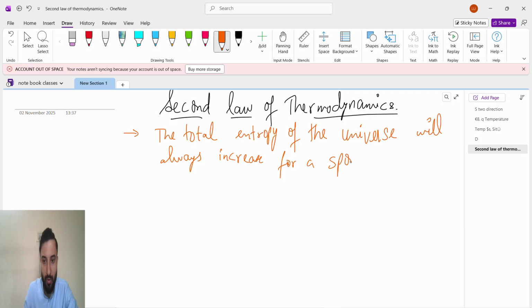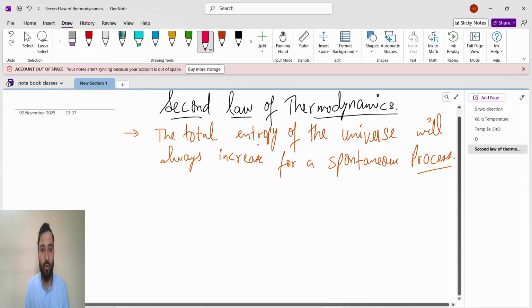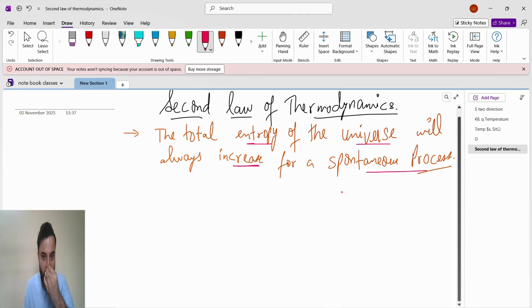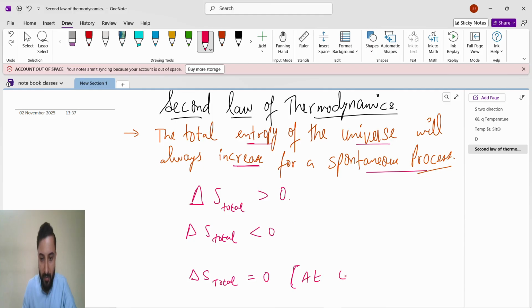This is what the second law of thermodynamics says: the total entropy of the universe will always increase for a spontaneous process. So here we will write the condition: delta S total, the total entropy, is either greater than 0, or less than 0, or equal to 0. We know that equal to 0 means it is at equilibrium.